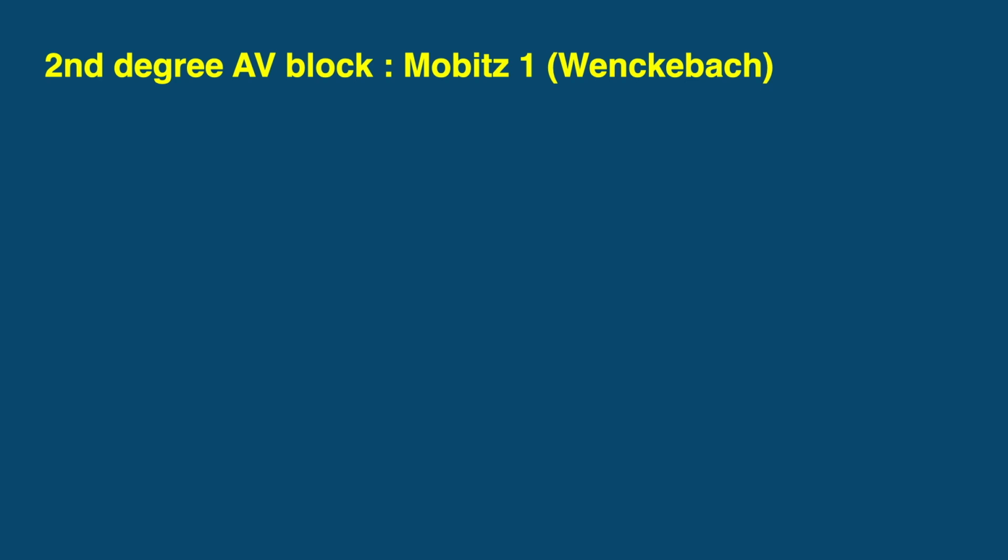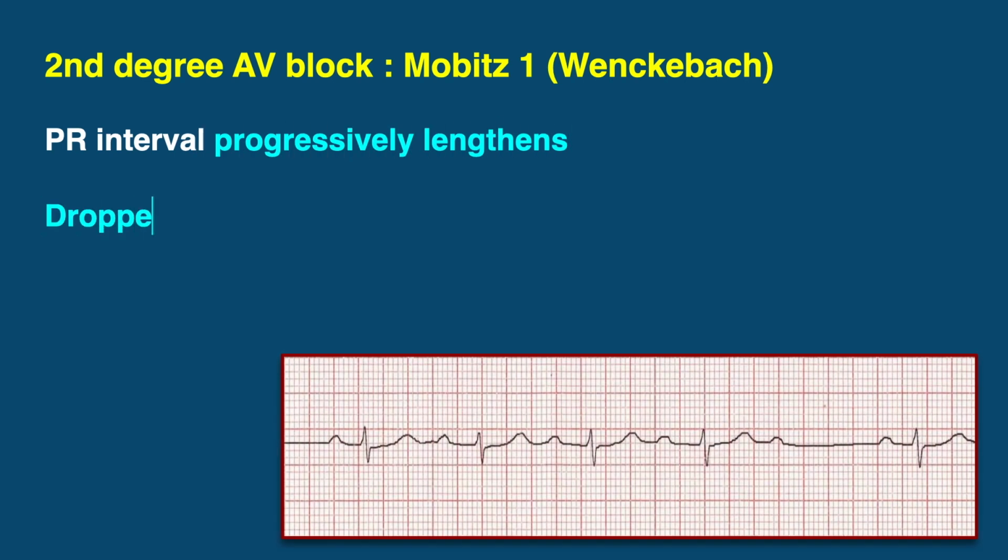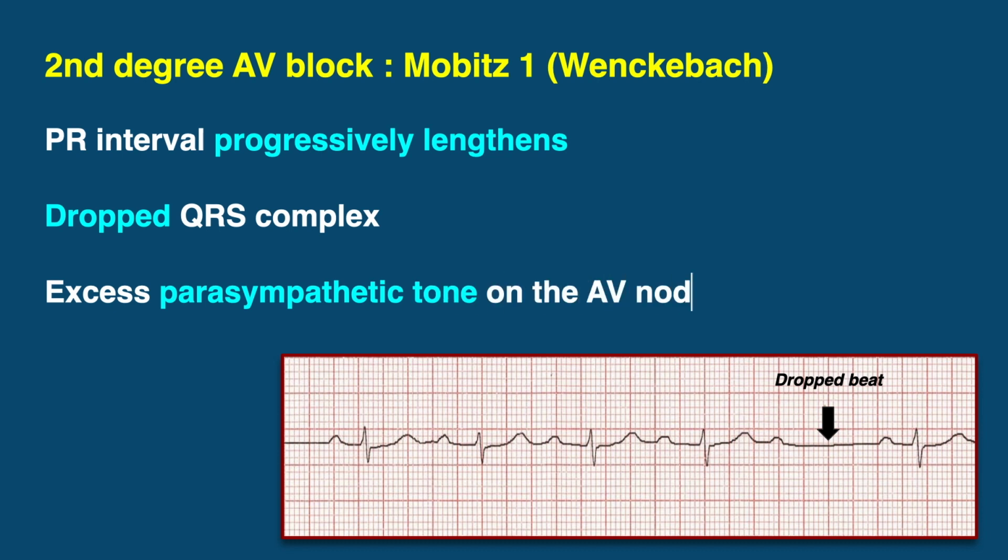There are two classes of second-degree AV block: Mobitz type 1, also called Wenckebach, and Mobitz type 2. Mobitz type 1 second-degree AV block is an irregular rhythm because the PR interval progressively lengthens until a QRS complex is dropped, similar to a type 1 second-degree SA block. The defect is at the AV node and is usually the result of excess parasympathetic tone on the AV node. Mobitz type 1 is often asymptomatic, does not progress, and does not require periodic monitoring.